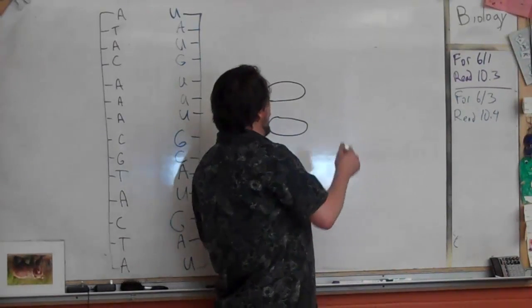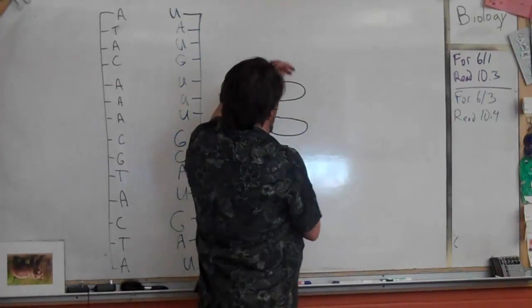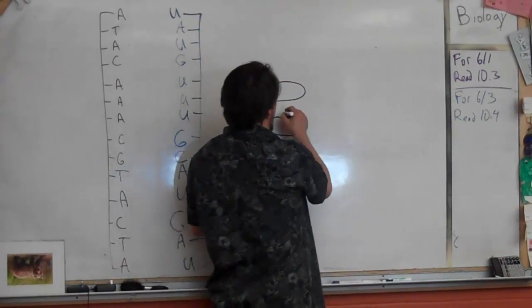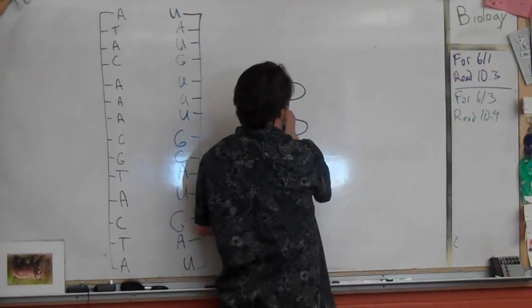Okay, and so what happens is the ribosome has a top and a bottom, and the messenger RNA is going to feed through.